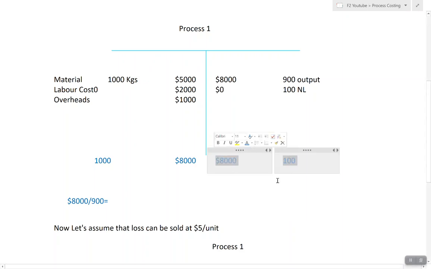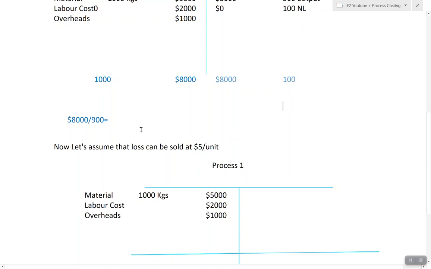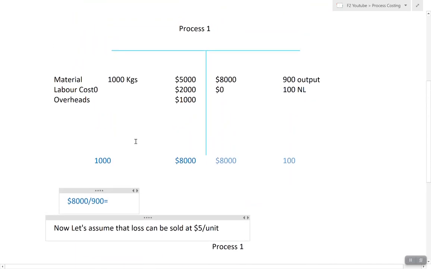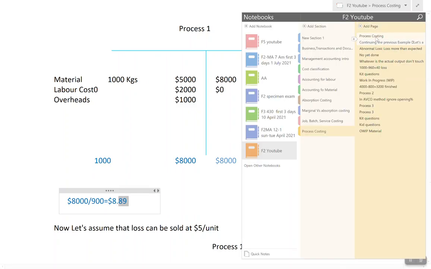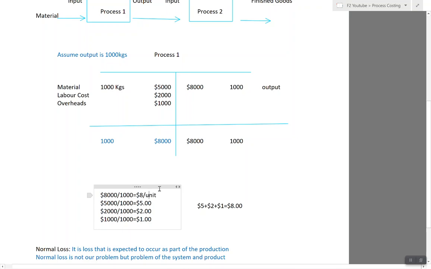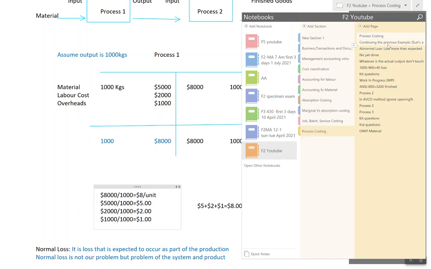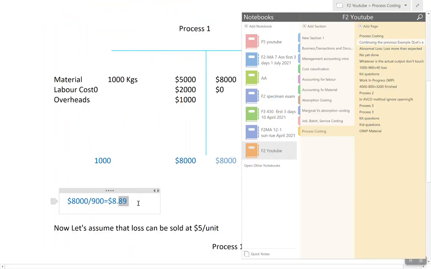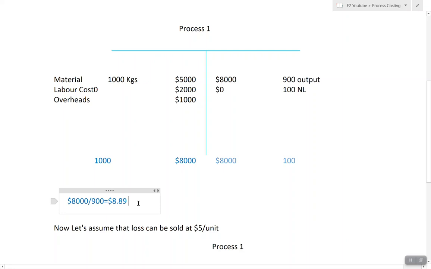Remember, the important thing is you make both sides balance. Now if you look at the cost of the product, 8,000 divided by 900, we have 8.9. The previous cost was 8 per unit. Now that in the process there is loss, that means we need more input for the same amount of output. So it means now the product will cost more.